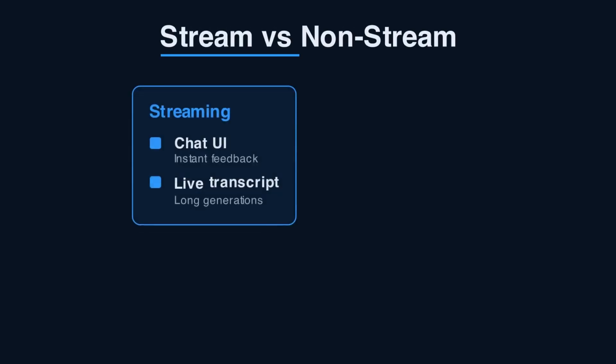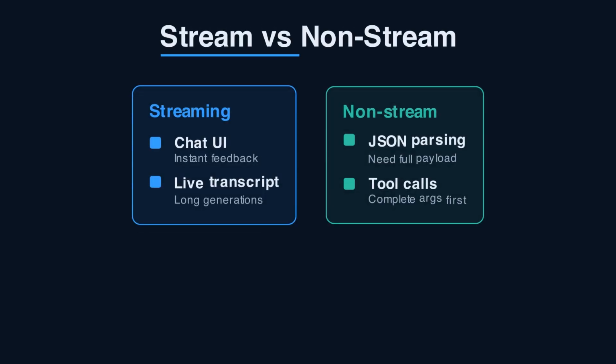Streaming isn't always the right call. For interactive chat it's clearly worth it. The user sees motion immediately. But for backend pipelines where you parse the whole answer, for structured outputs you validate as JSON, or for tool calling flows where you need the complete arguments before acting, a plain non-streaming call is simpler and less error-prone.